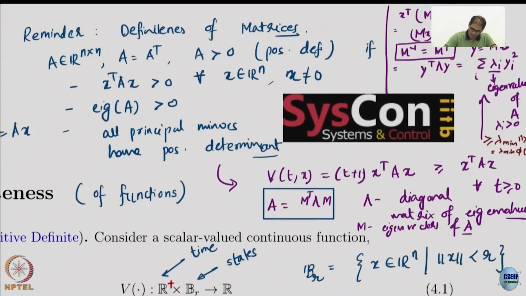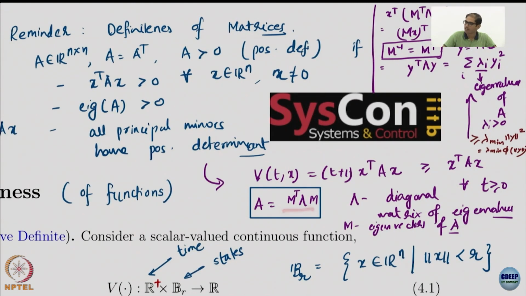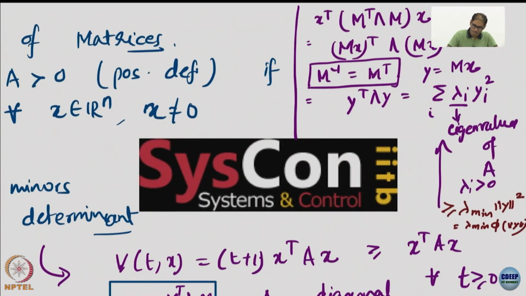It's pretty straightforward. I can decompose A in this form, because A is a symmetric matrix, since I can't talk about positive definiteness otherwise. So A is symmetric, therefore you can decompose it as M transpose lambda M, where lambda contains a diagonal matrix of eigenvalues and M is just the eigenvectors. Then if I write my x transpose Ax in this form, basically I am doing a similarity transformation, if you think in terms of coordinates.